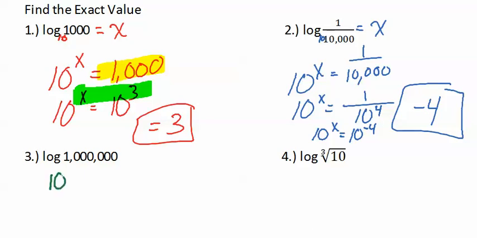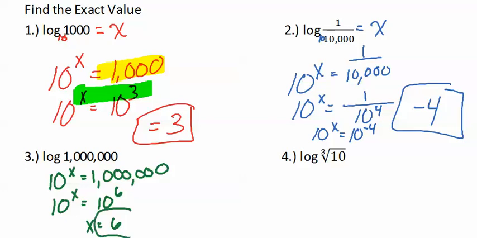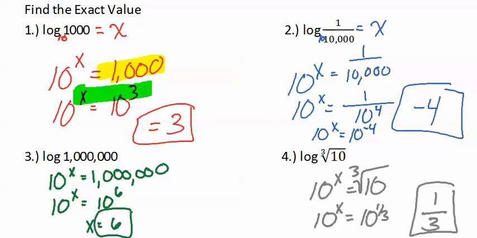Number 3 would be 10 to the x power equals 1,000,000. 1,000,000 evaluates to 10 to the 6. So log of 1,000,000 equals 6. As you can see right here, we took log base 10 of the cube root of 10 and changed it to 10 to the x equals cube root of 10. Change that to an exponent of 1/3, so it evaluates to 1/3.